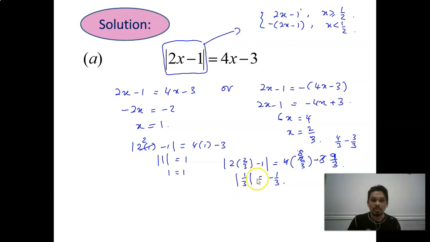1 over 3 is positive and this one is negative, so they are not equal. So the solution set is x equal to 1.